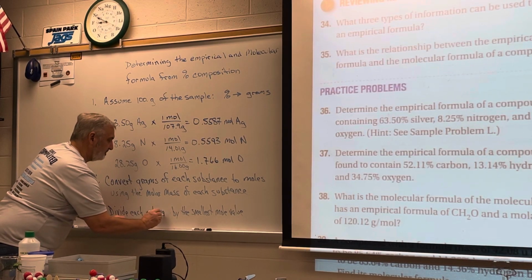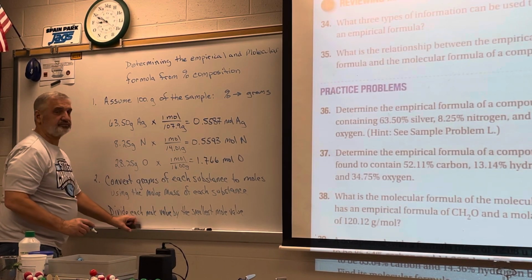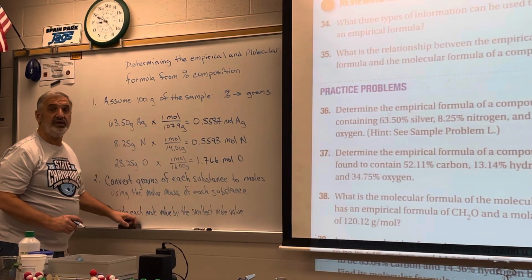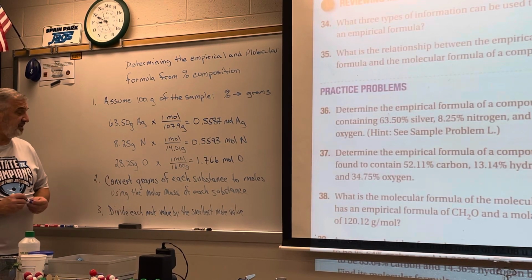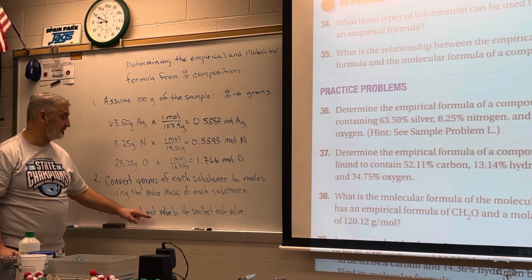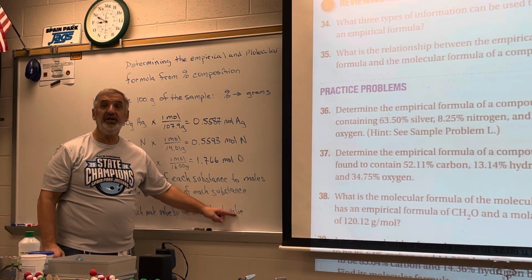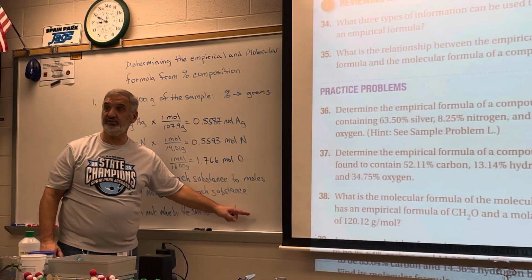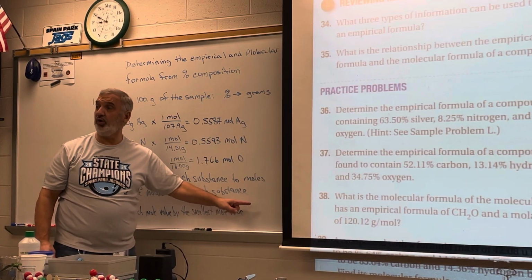Why do we want to do that? What do you get? You get a whole number ratio. So I'm out of space here, but write in your notes, divide each mole value by the smallest mole value to get a whole number ratio.